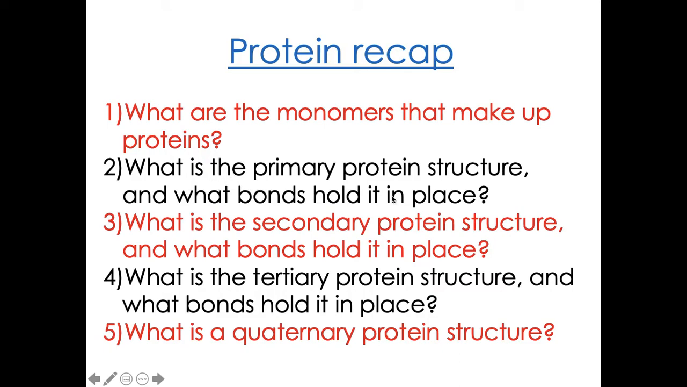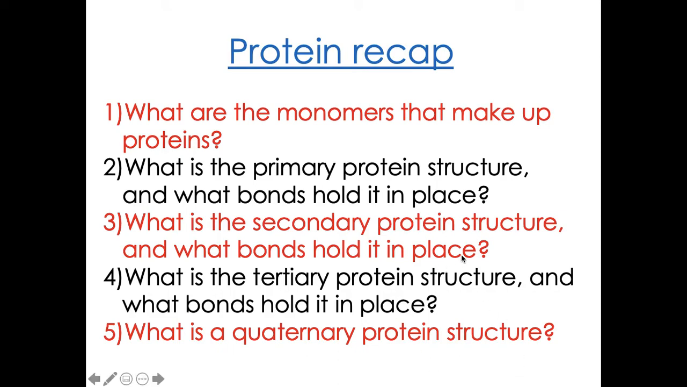What is the primary protein structure and what bonds hold it in place? So the primary protein structure is the sequence of amino acids, or the order of amino acids within one polypeptide chain, and they're connected with peptide bonds. And you should be able to draw a dipeptide and draw what the peptide bond looks like. It's the carbon of the carboxyl group bound to the nitrogen of the amine group of the adjacent amino acid.